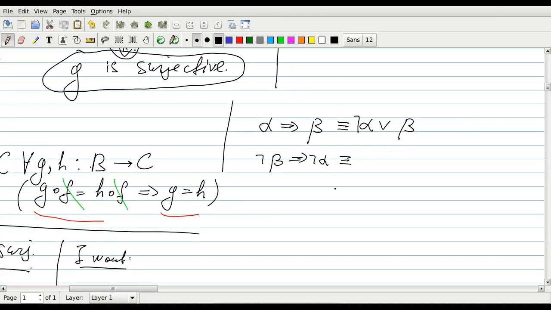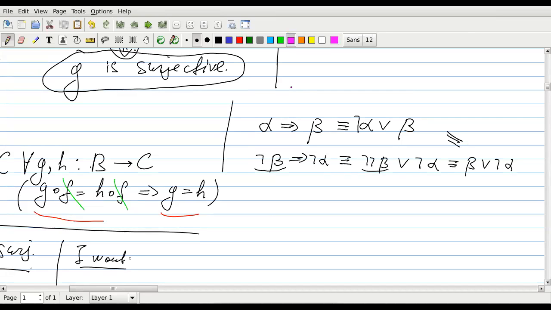The same here. Either the assumption, that is not beta, is false, or the conclusion is true. This one: the assumption is false, that is not beta, or the conclusion is true. But it is the same as beta or not alpha. So they are equal. That is equivalent. Is this clear?